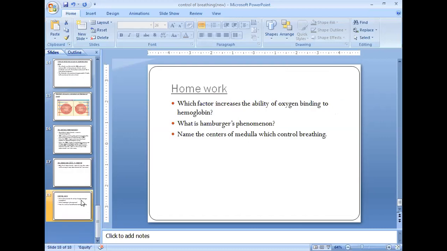This is the last slide, that is your homework. Students, you have to attempt these three questions in your neat notebooks. Which factor increases the ability of oxygen binding to hemoglobin? What is the Hamburger's phenomenon? And name the centers of medulla which control breathing.